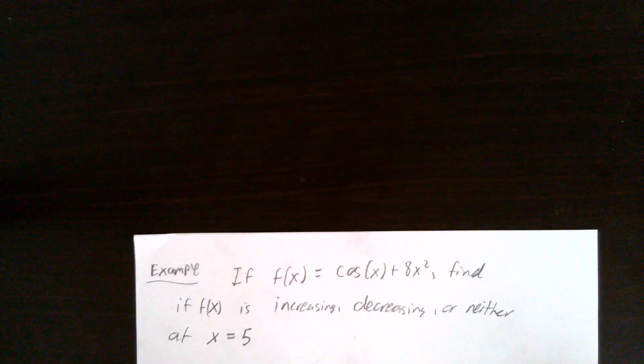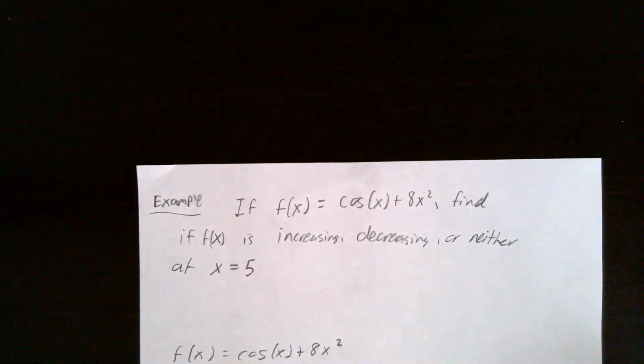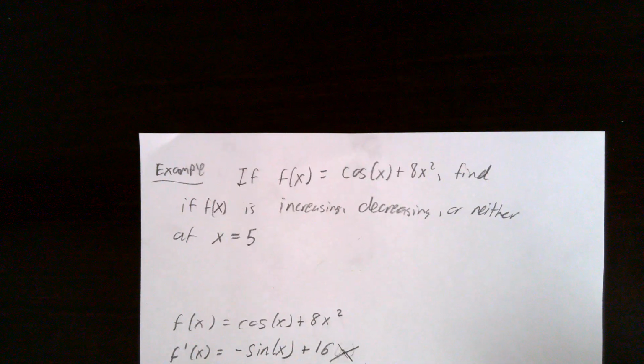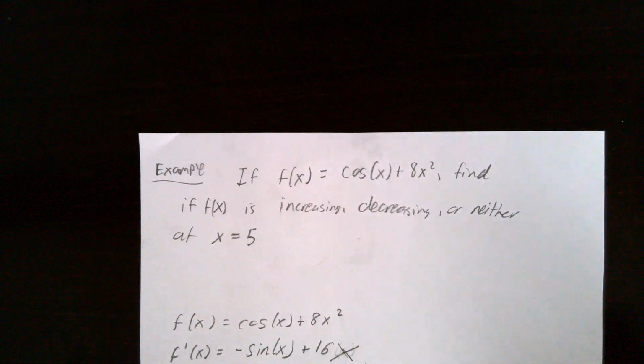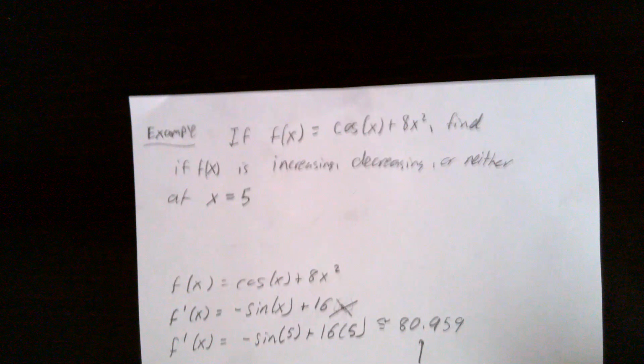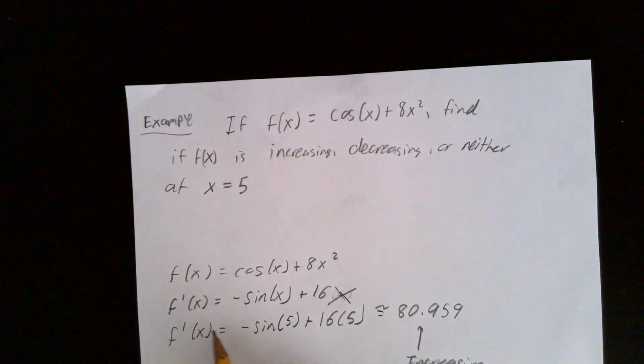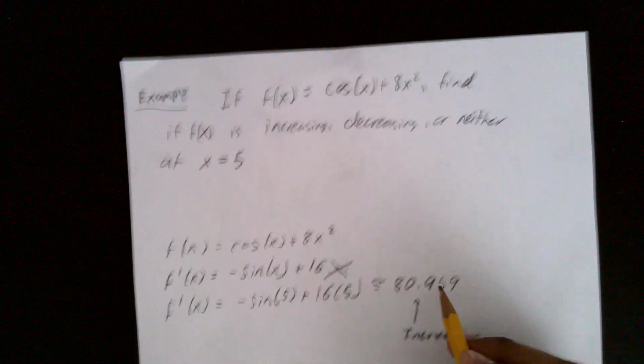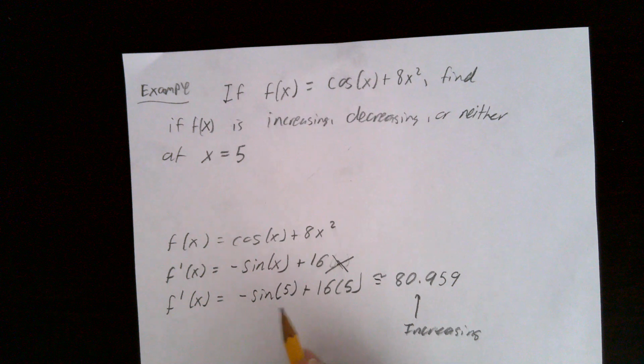Okay, so we got our function. f of x is equal to cosine x plus 8x squared. And then what do we do? We take the derivative. So that would give us negative sine of x plus 16x. And then you plug in 5 for x in f prime of x, and you'll need your calculator for this. You'll get 80.959. When you calculate this, remember, sine of 5 needs to be in radian mode.